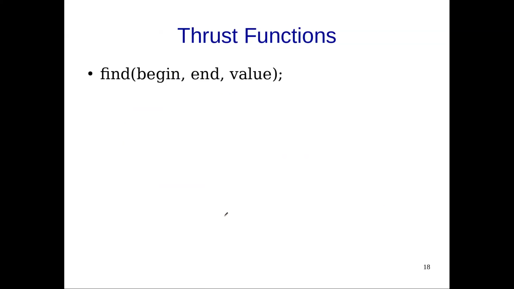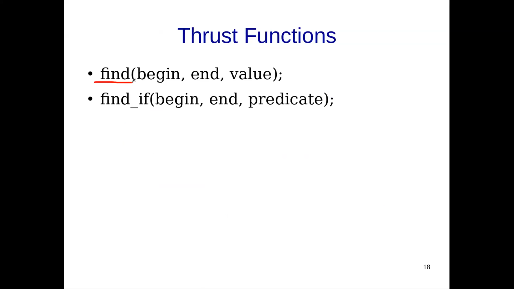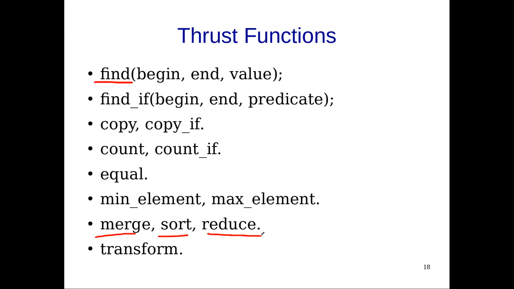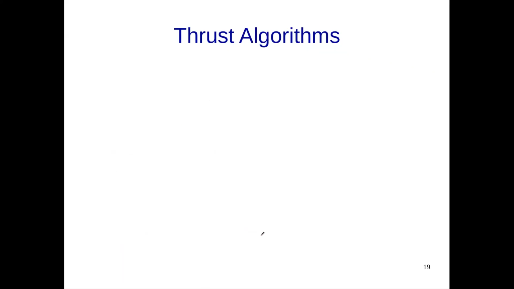Some other functions provided in thrust are find, where you can search for an element. You can search using a predicate. Again, copy, and copy with respect to a certain predicate. Then equal, whether the two aggregates are equal or not. Minimum element, maximum element. You can also merge two sequences. You can sort them. You can also do a reduction. Reduction I'll explain a little bit as we go along. And then the mother of all transformations is called transform, which we are also going to quickly look at.